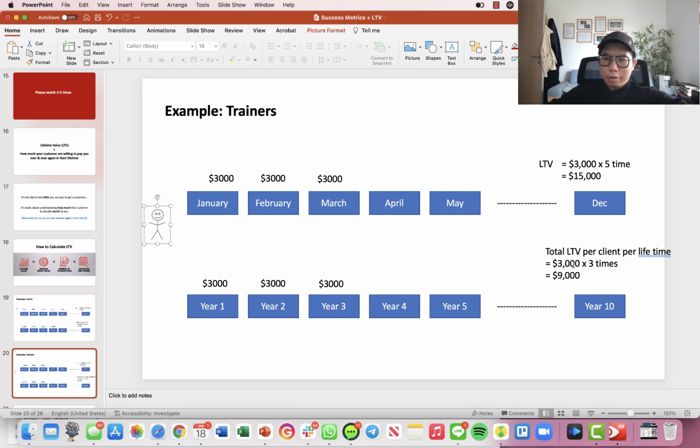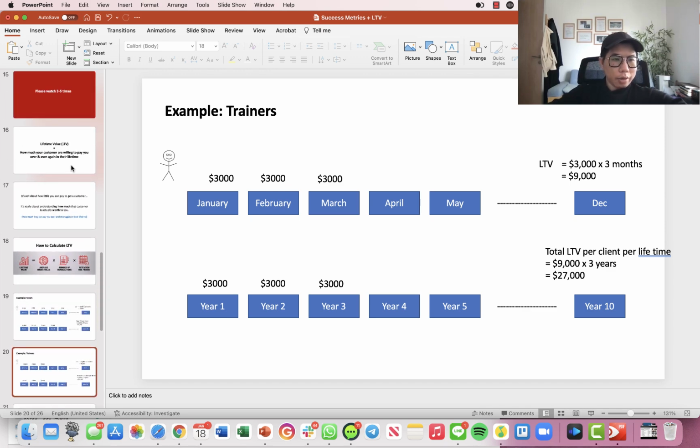So that's like what? They will stick with you for 3 months. Then it's 9,000. Then for some reason they like your training, they want a refresher training, that would be 9,000 times 3 years. That's about 27,000. That's 24,000. Okay, so this is some strategy wise that you need to start planning.